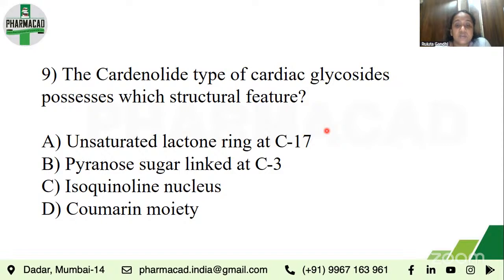So now what is the answer for this? Any idea? Answer is unsaturated lactone ring at C17 position. This is actually even the feature of bufadienolide. At C17 position, there is a ring present, but it is 6-membered.